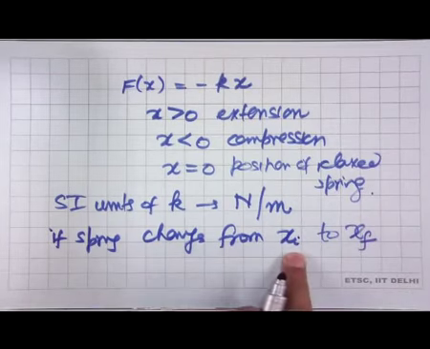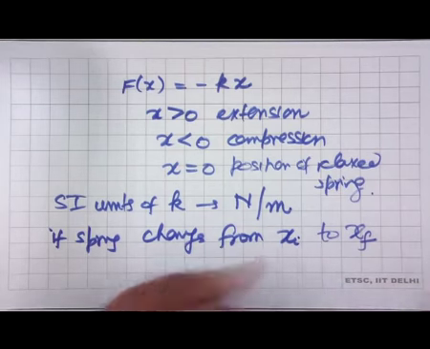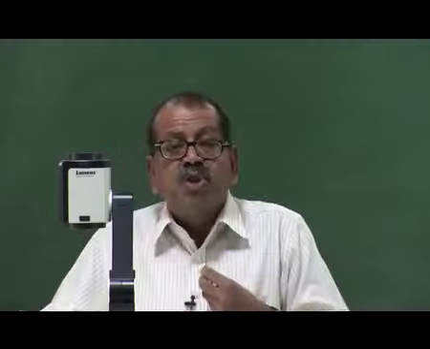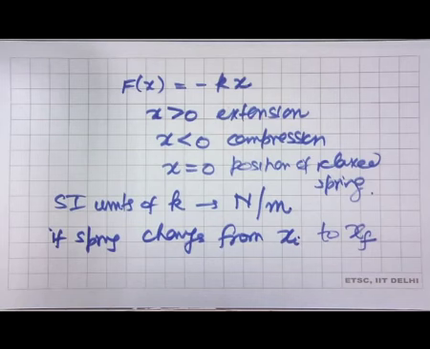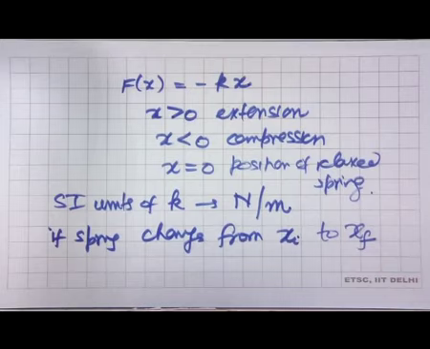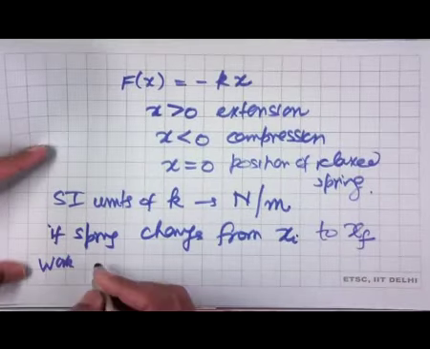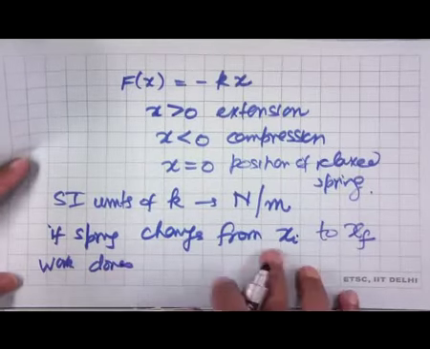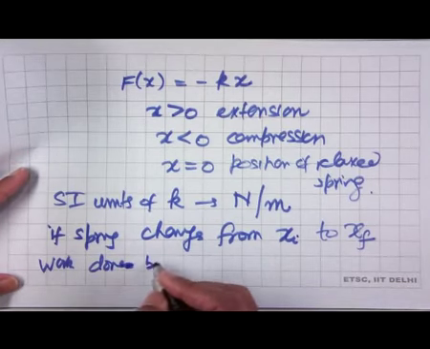Now, xi could be 0. If it is 0, that means we are starting from an unstretched position of the spring. If xi is positive, that means we are starting from an already stretched position, and xf could be a bigger positive number, a lesser positive number, or a negative number. Both of these can be anything, xi to xf, and then we want to find the work done by the spring force.